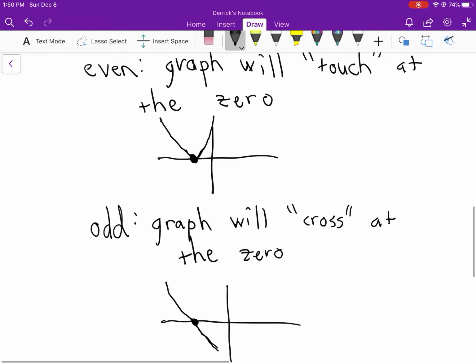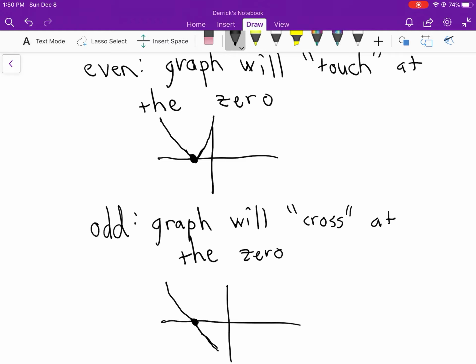That's the difference. With an even multiplicity, when the graph hits the 0, it's going to go back the way it came. If it was from above, it's going to stay above. If it was from below, it's going to stay below. When it's odd, it's going to cross, meaning it'll act like it doesn't even realize that it touched any important point at all. Like it doesn't even recognize it's an x-intercept.